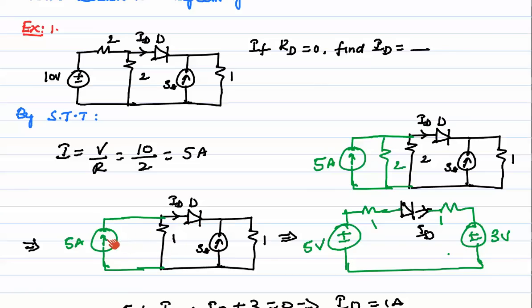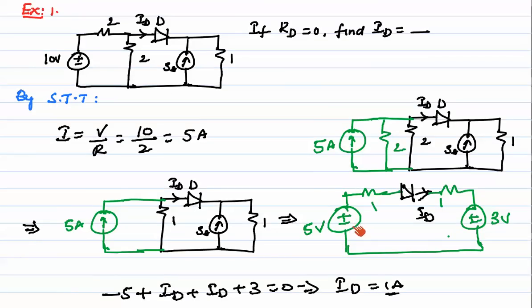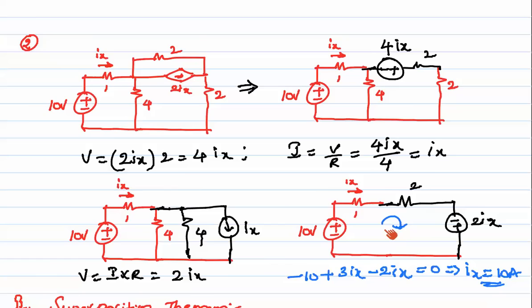Next, a current source in parallel with a resistance can be represented as a voltage source in series with the resistance, where V is equal to I into R. So 5 into 1 is 5 volts in series with the 1 ohm resistance and ID. I am converting this current source in parallel with the resistance into a voltage source in series with the resistance. So this is the equivalent circuit. By applying KVL, minus 5 plus 1 into ID plus 1 into ID plus 3 V is equal to 0, and we get ID is equal to 1 amp.